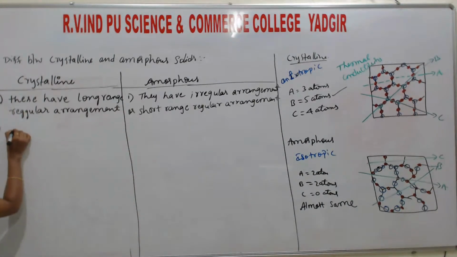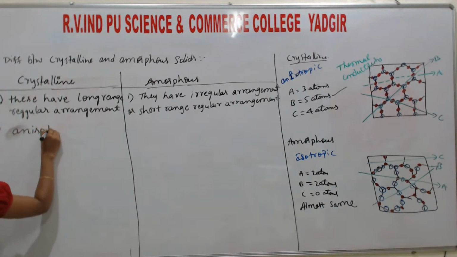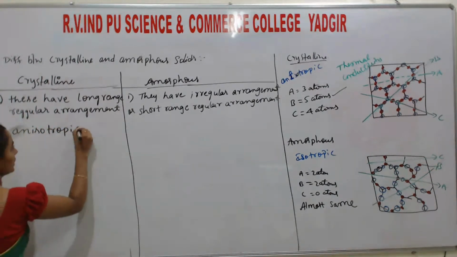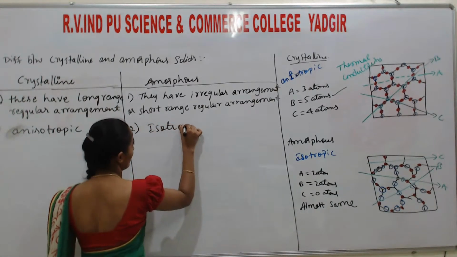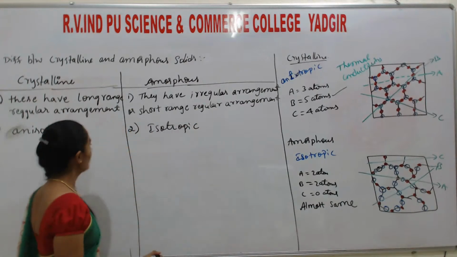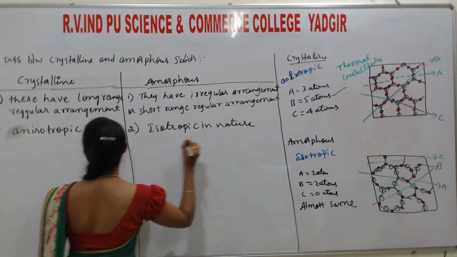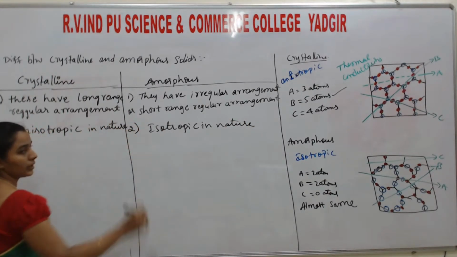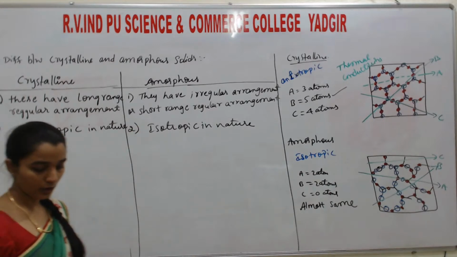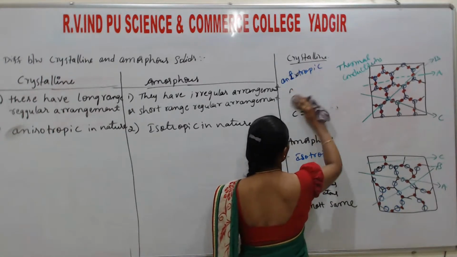So the second one is, this is a very important thing, anisotropic in nature. These are isotropic in nature. You have to write isotropic in nature, anisotropic in nature. Okay? So this is the isotropic and anisotropic nature.